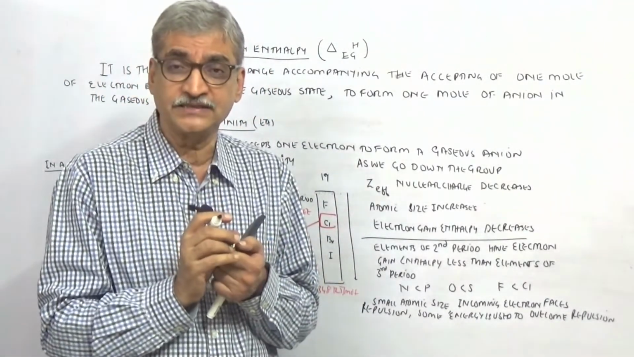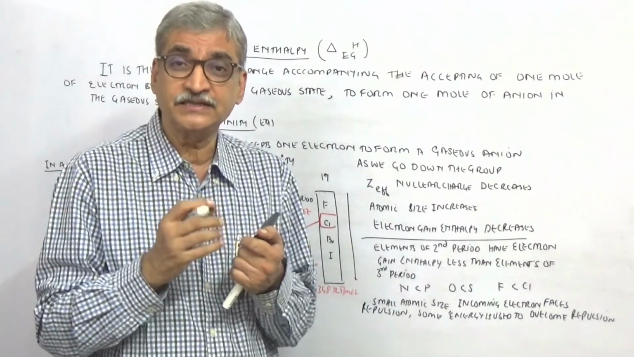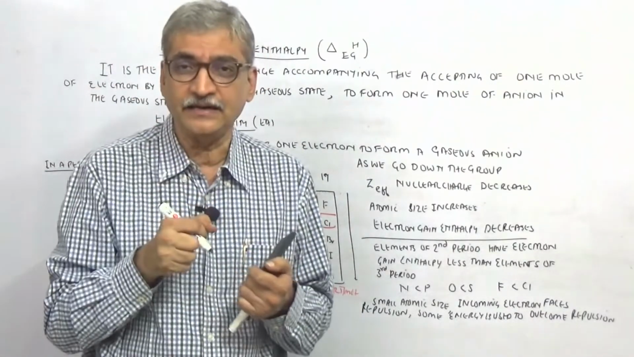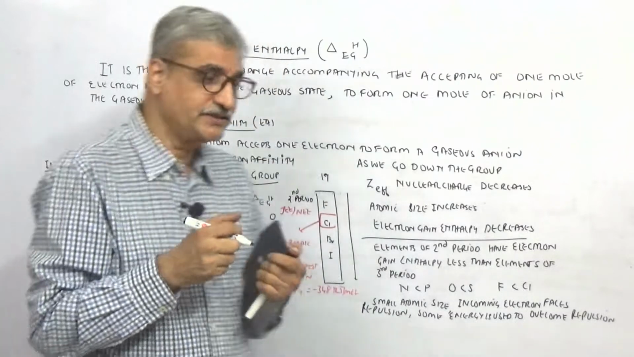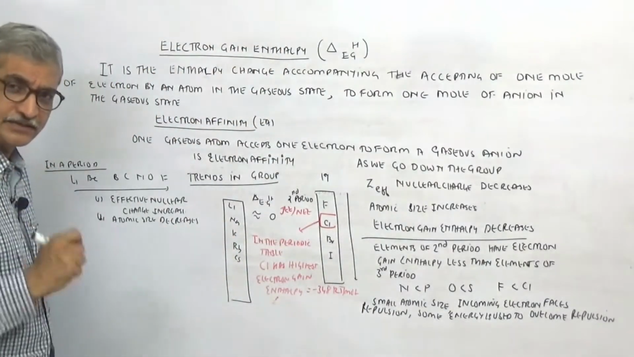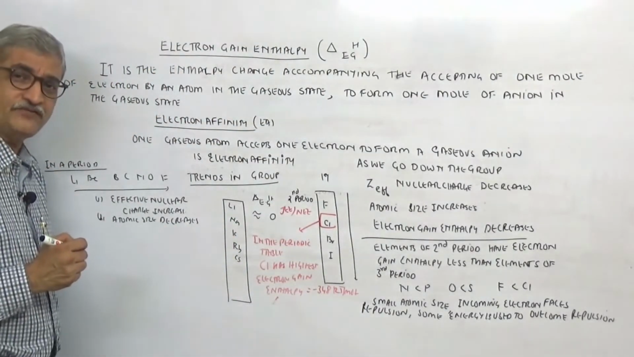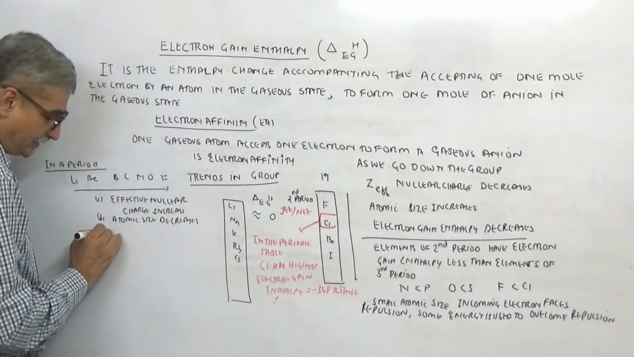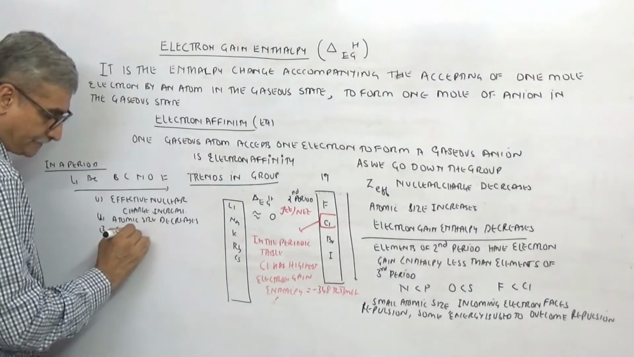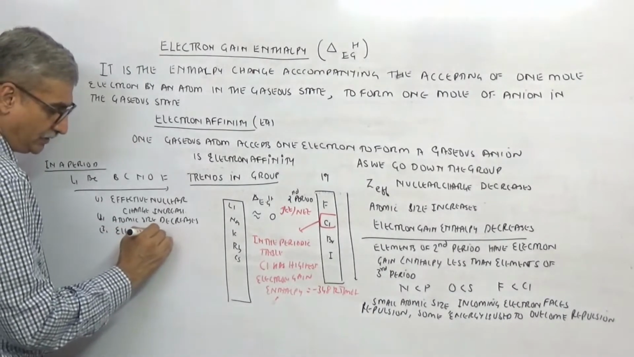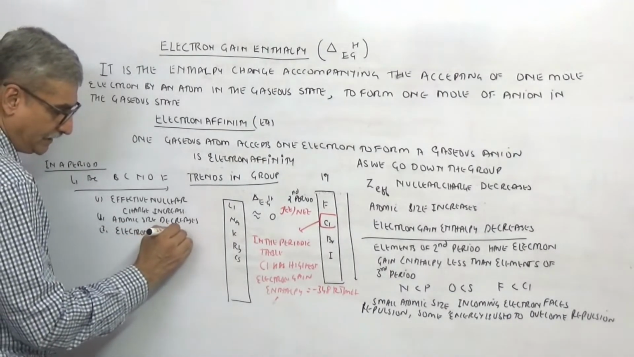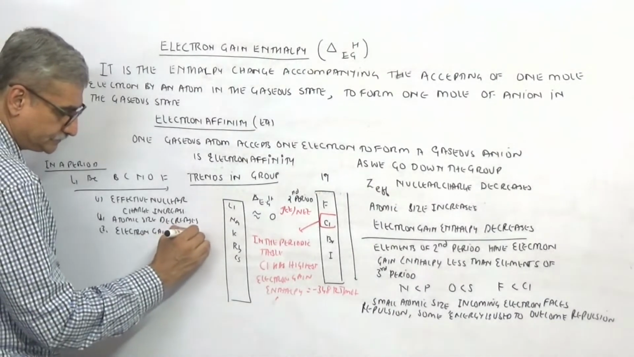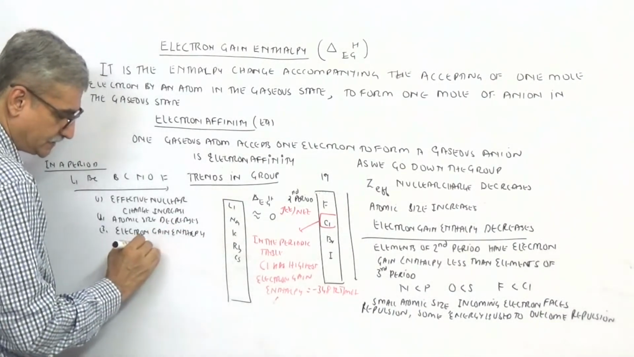Effective nuclear charge is increasing. So if nuclear charge is increasing, what happens? The incoming electron gets attracted very fast. So in that case, what is happening? Incoming electron getting attracted or attached very fast is what? Electron gain enthalpy. So electron gain enthalpy increases.